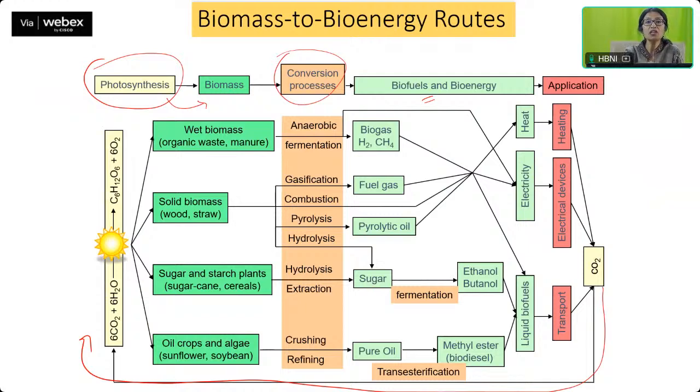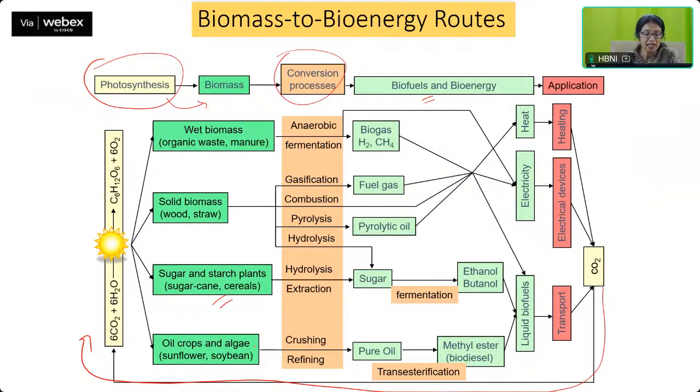Then you have solid biomass, like wood and straw. With this solid biomass, you can have various conversion processes. You can have gasification, which will give you fuel gas. You can have combustion, pyrolysis, and hydrolysis. So you get fuel gas, pyrolytic oil, and you can also get sugar. From the sugar, you can get liquid biofuels, whereas from pyrolytic oil and fuel gas, you can get heat, electricity, and various applications. Similarly, with sugar and starch plants like sugarcane and cereals, the conversion process is hydrolysis or extraction. When you generate sugar, you get ethanol and butanol by the fermentation process.